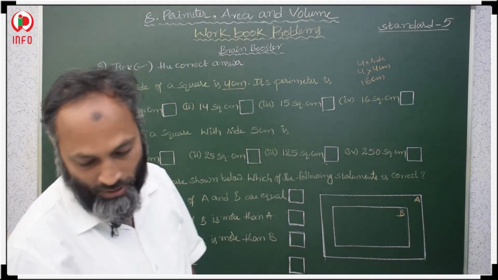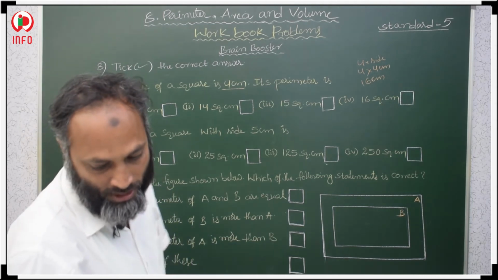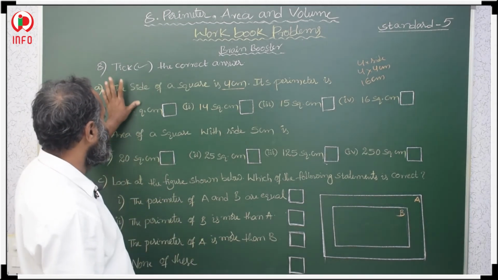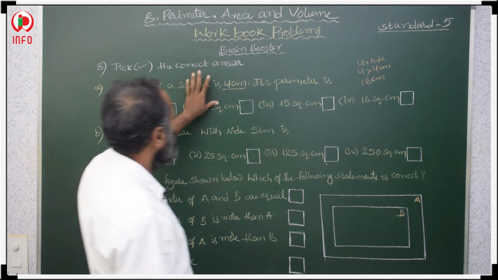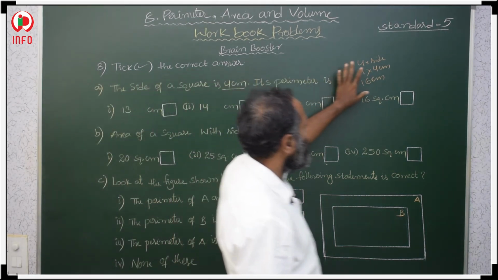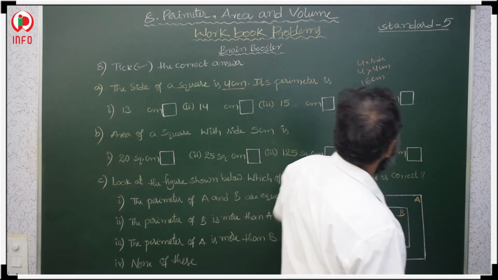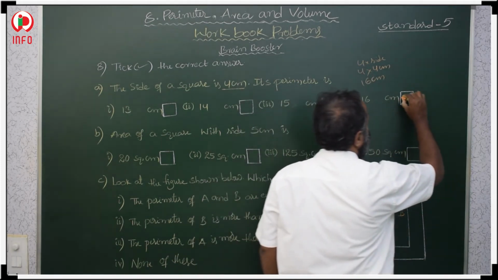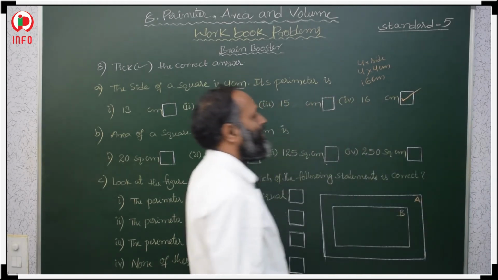Here perimeter is given, so no square centimeters, only take centimeters. Why? This is not area, this is perimeter. Perimeter is in centimeters. So 16 centimeters is the right answer. The fourth one is the right answer.